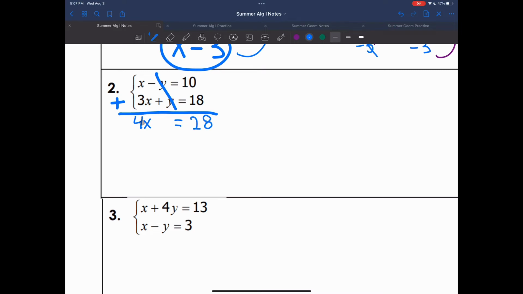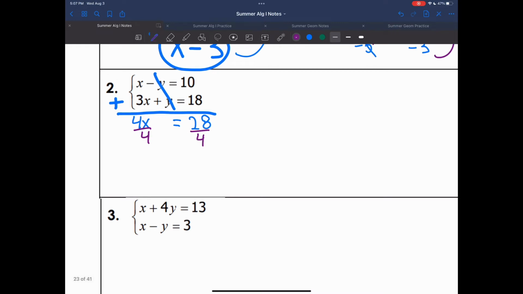So we've created a new equation now. We've got 4x equals 28, even though it's just a little spread out. So go ahead and solve that one now, which we would divide both sides by 4. And we get x equals 7, which is half of our answer.